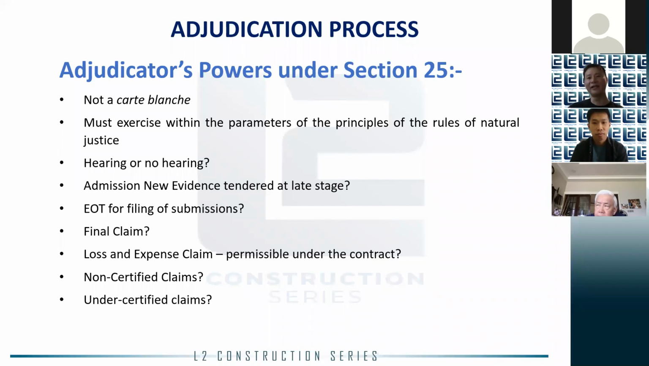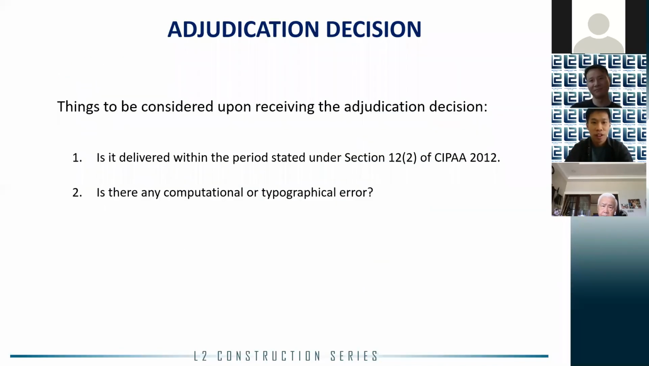Now, I've done with the processes and the powers and jurisdiction. I'm going to pass the mic back to Hong Kit to finish the fourth section, which is the delivery of decision and the aftermath. Thank you, Loon. Right. So now, consider you have gone through the whole proceedings. You have won the adjudication. Congratulations. So what do you do when you receive an adjudication decision?